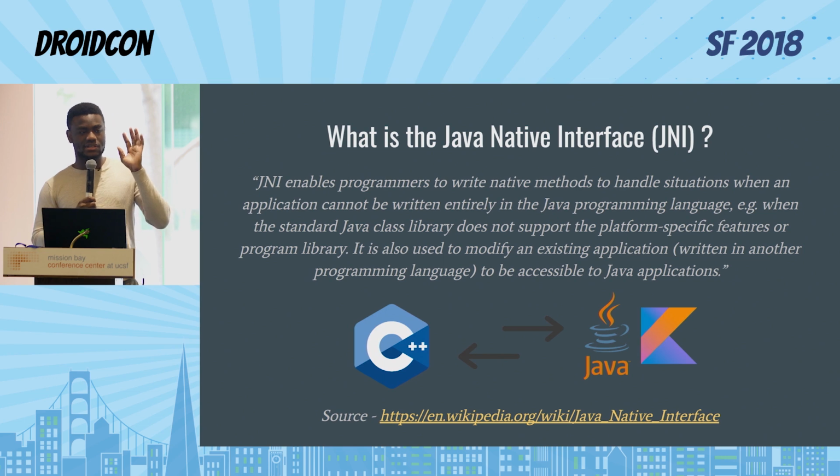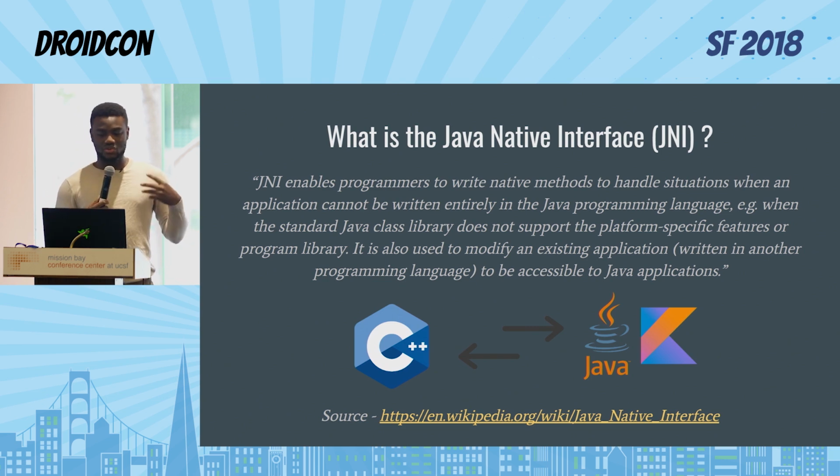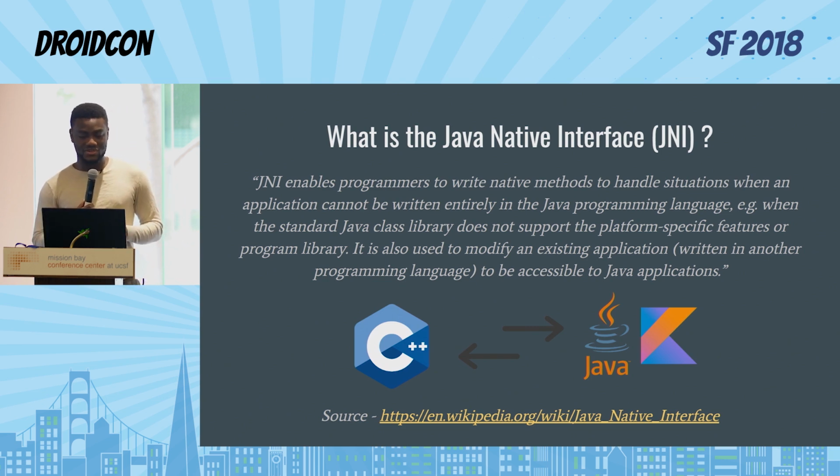The next thing we're going to talk about is the Java Native Interface. This thing, the JNI, it's not new. It's been here for a while, but it enables you to write native methods to handle situations when an application can't be completely written in Java. So when Java doesn't support platform-specific features, or if you want to write cross-platform code, you want this C++ code to be able to run on iOS as well, with one shared code base.